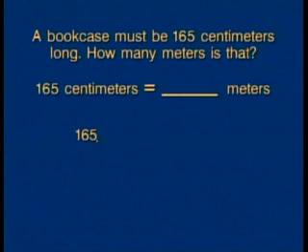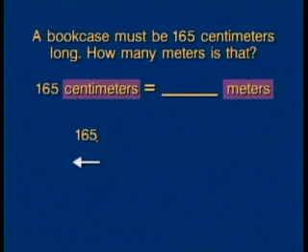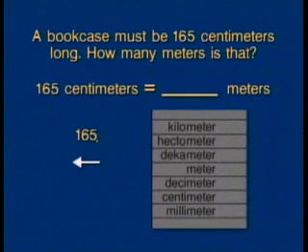Now let's think about the units we're working with, centimeters and meters. We'll be converting to a larger unit, so we can use the larger left rule. We'll move the decimal to the left. But how many places to the left should we move it? To find out, we have to know how many units larger a meter is than a centimeter. A meter is 2 units larger than a centimeter. So we move the decimal 2 places to the left. The answer is 1.65 meters.